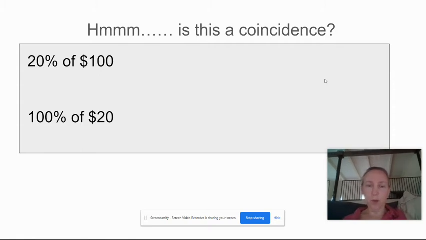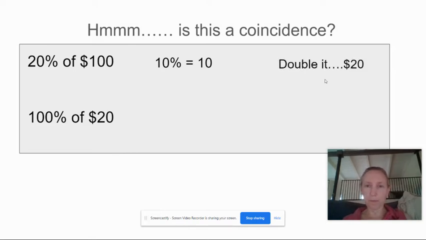20%. What are we going to do? We're going to find 10% of 100, which is move that decimal once and you get $10. And then to find 20%, what do we do? We double it and we get $20. And then to find 100% of a number, you just take the whole number. So it's $20.